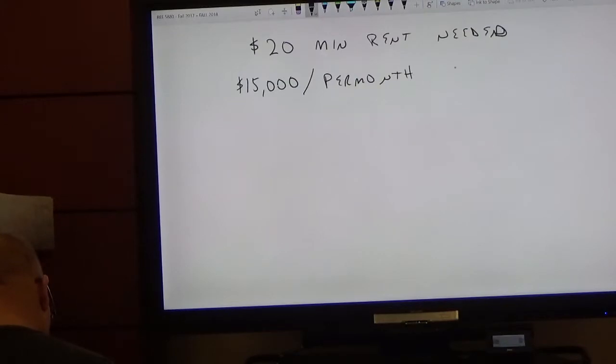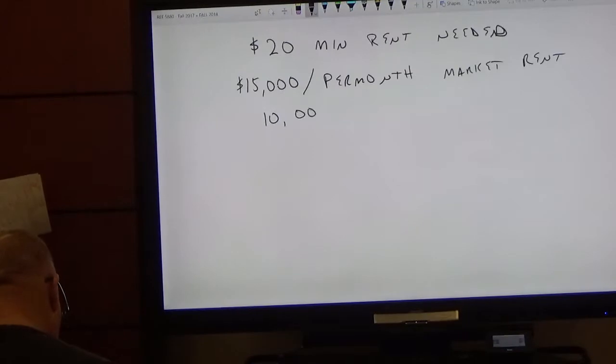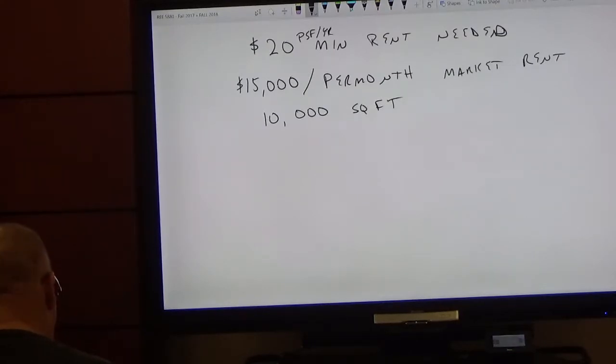Per month is the market rent. And it's 10,000 square feet. So if we need $20 per square foot per year minimum rent, and the market rent is $15,000 per month for this space, is this project going to be feasible for us? No. Okay, I hear some yeses and I hear some no's, so let's just see.